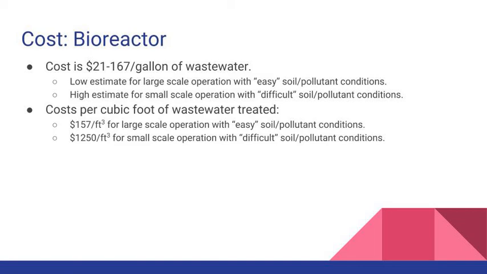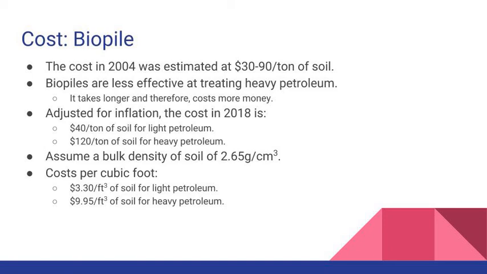Costs for biopiles were presented in 2004 dollars and given per ton of soil. Adjusted for inflation, we have a low estimate of $40 per ton of soil for soil contaminated with light petroleum. Soil contaminated with heavy petroleum takes longer to treat in a biopile and is therefore more expensive to treat. This gives a high estimate of $120 per ton of soil. In the next slide, we'll attempt to convert these values to dollars per cubic foot of water.